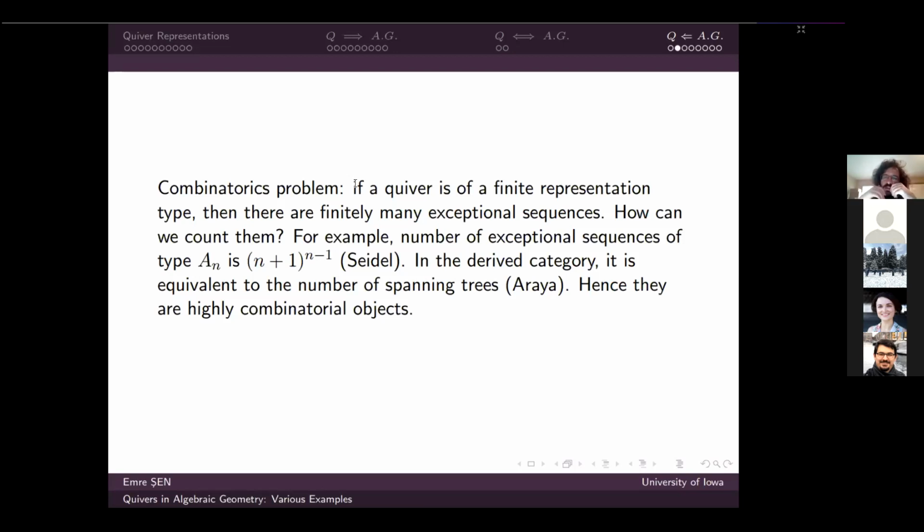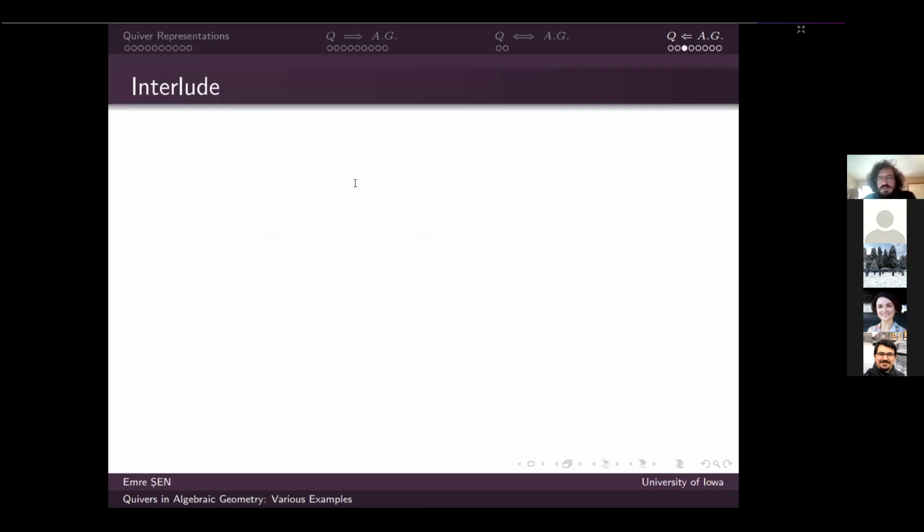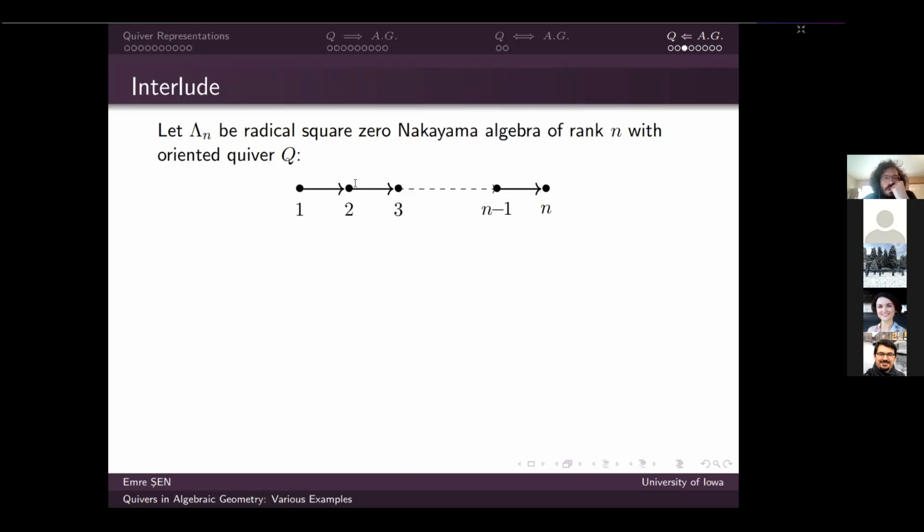Because it is triangulated. And in the case of this derived category, the number of exceptional sequences is equivalent to the number of spanning trees. So this is a result of Igusa, I guess, from about 2012. So they are combinatorial objects. And now I just want to talk about the second interlude, what I did. It is not a big result, but it is kind of a nice small thing.